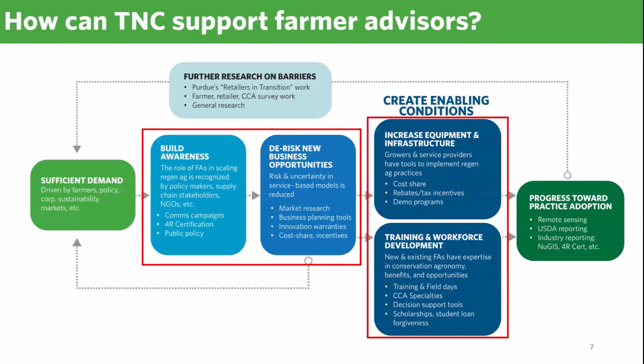How is TNC supporting the farm advisor? I know there's a busy slide here, but overall we are doing that in four different ways. We are coming to meetings, talking to people about the work that TNC does, as you can see here. We have what we call de-risking new business opportunities, which I'm going to tell you more about on the next PowerPoint. We are also increasing equipment and infrastructure through cost share. And we are also working on training and workforce development.